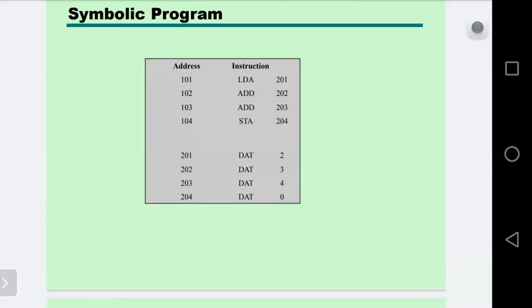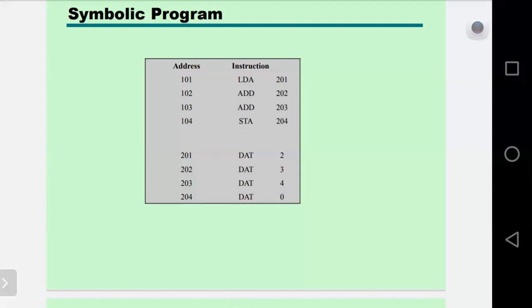Here you can see the symbolic program. In a symbolic program, like these addresses 102, 103, 104, actually we need not write these things. Mainly, we have to write the instruction. Assuming it is a symbolic program, the three fields are there: the address, 101, 102, and the instruction. Now observe, instead of a binary or hexadecimal instruction, there is a symbolic form, which helps us to easily remember the instruction.